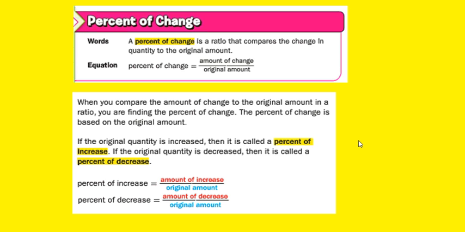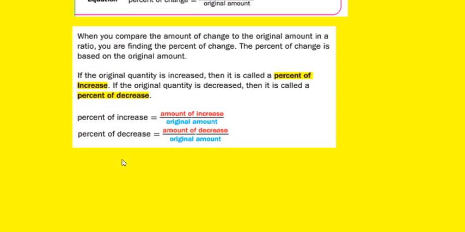If the original quantity is increased, then it's a percent of increase. If the original quantity is decreased, then it is called a percent of decrease. In these two equations, percent of increase is the amount of increase over the original amount, and the percent of decrease is the amount of decrease over the original amount.